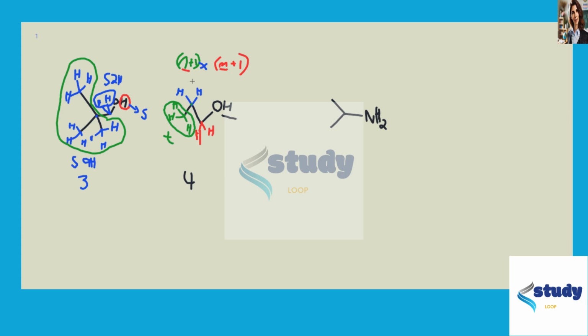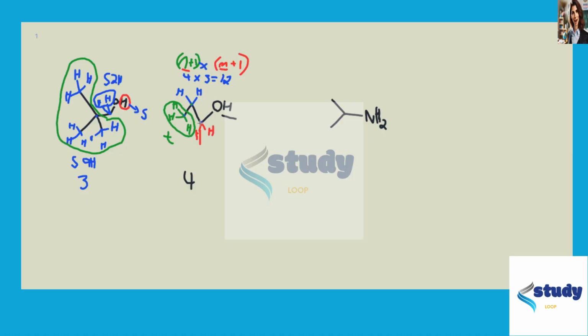So if I follow the rule, how many protons neighboring on the left? We have 3 plus 1, so that's 4, times, what about m? We have another neighboring carbon on the right, and this neighboring carbon is bound to 2 more protons. So we have 2 plus 1 equals 3. So this one will have a maximum possible of 12 peaks. So this will be a multiplet here.